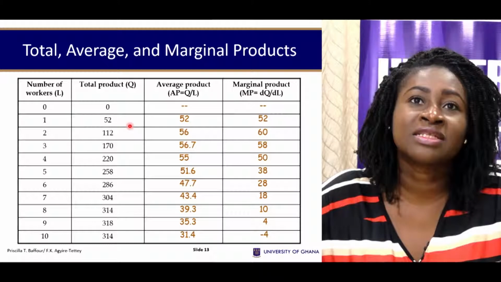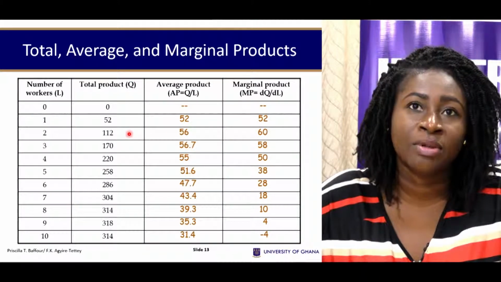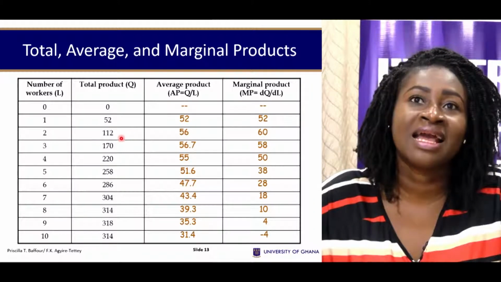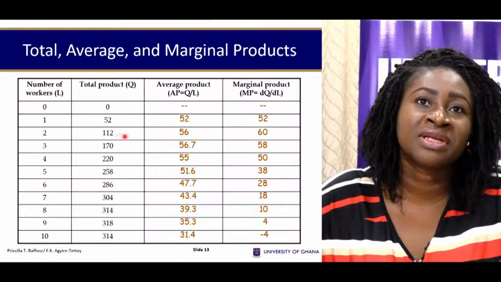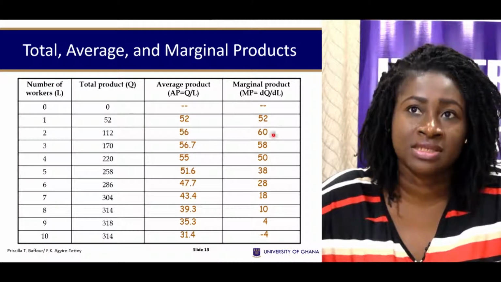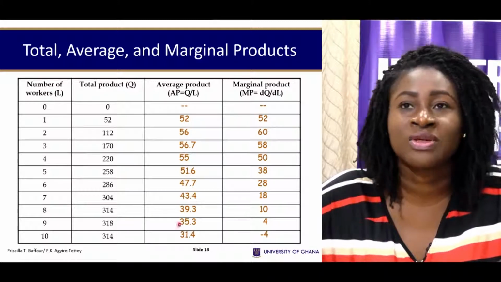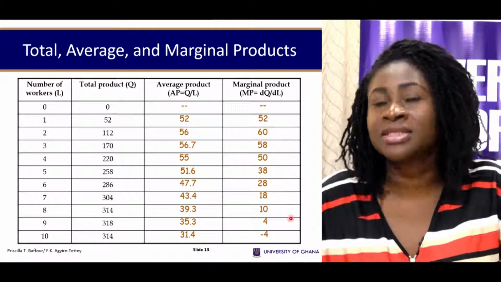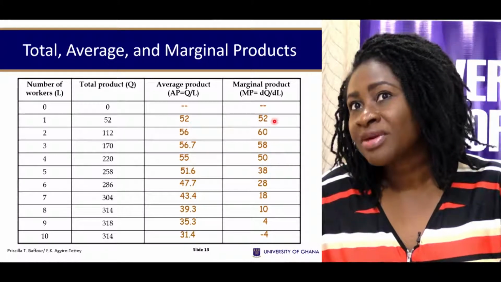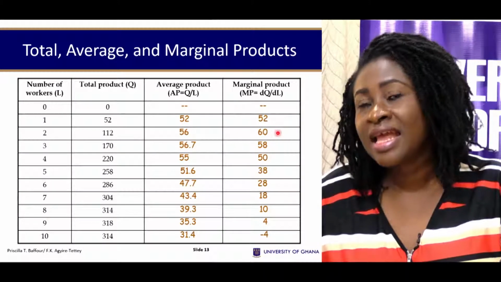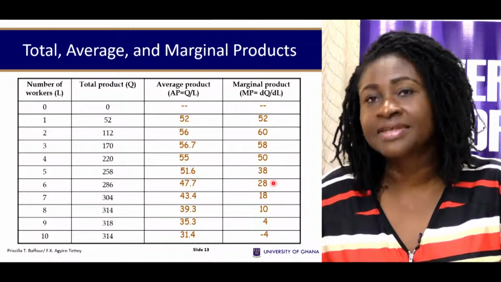Then total product moves from 52 to 112 when the second person is employed. So how much does the additional person bring on board? It is the difference between 112 and 52, which is 60. So you see that we keep taking the difference in the total product to get the marginal product. And if you can see something here, you can tell that marginal product increases at first and begins to what? Decline, right? Begins to decline.